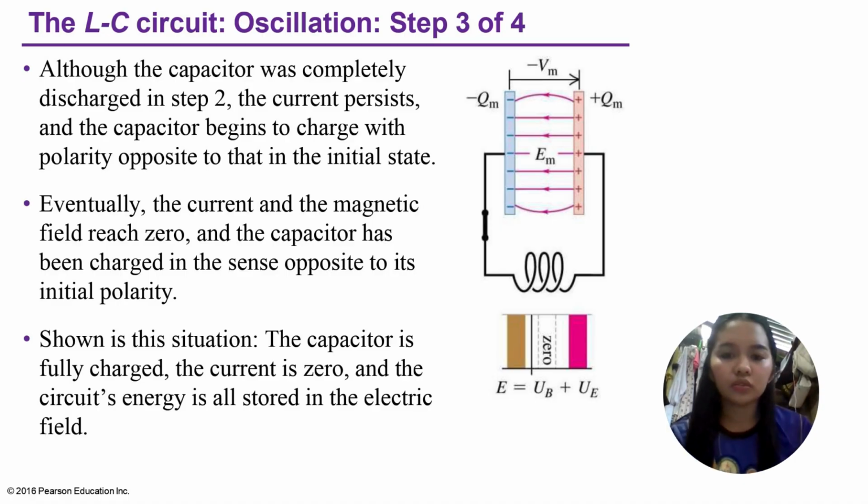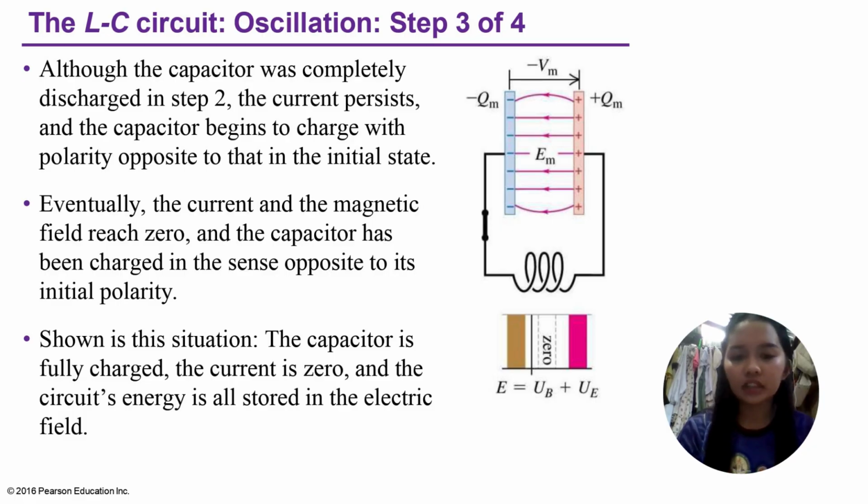So the LC circuit, step 3. Although the capacitor was completely discharged in step 2, the current persists and the capacitor begins to charge with polarity opposite to that in the initial state. So eventually, the current in the magnetic field reaches zero and the capacitor has been charged in the sense opposite to its initial polarity. So the current continues to flow even after the capacitor is fully discharged. So this current now charges the capacitor with the opposite polarity.